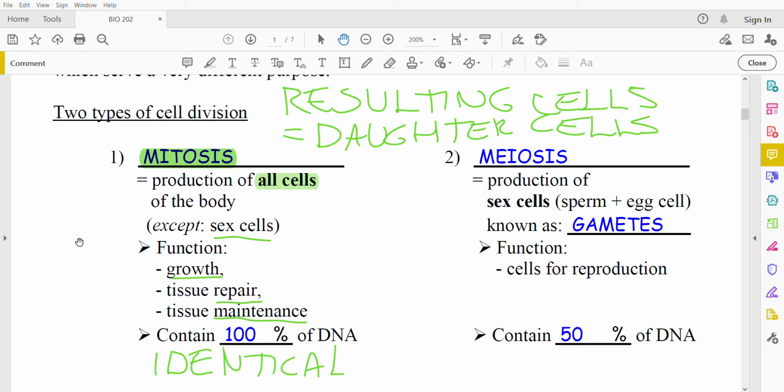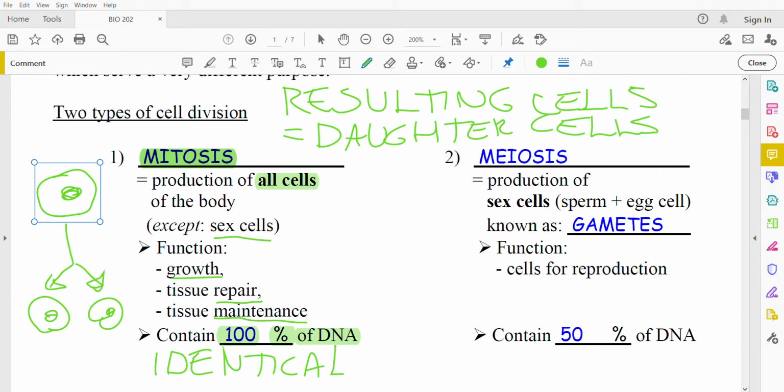What's also noteworthy is that since they are identical cells, they contain 100% of the DNA, so all of the DNA of the original cell. So they really are an exact copy of this parent cell that we have here. The resulting two daughter cells are going to be exactly like that.